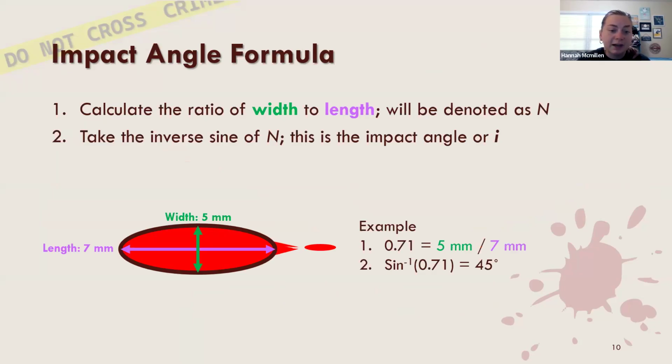In this case, we have 5 millimeters as our width. Our length is 7 millimeters, so our inverse sine of that ratio is 45 degrees. So when someone was struck, we know that the blood traveled at a 45-degree angle.